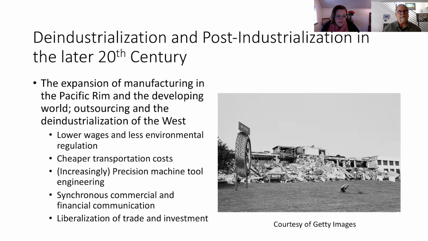Industries were seeking lower wage environments and less environmental regulation, because in the 1970s we see the rise of environmental regulations in the West. Cheaper transportation costs facilitated this, the movement of production far away because it didn't cost so much to bring the goods back. Increasingly, precision machine tool engineering. This is very important, like Apple. A lot of folks think that Apple phones are made in China because labor is cheap. Apple phones are made in China also because the Chinese are very good at precision machine tool engineering. You can imagine with such a small instrument as an Apple phone. And so those industries were also developing very rapidly in other parts of the world.